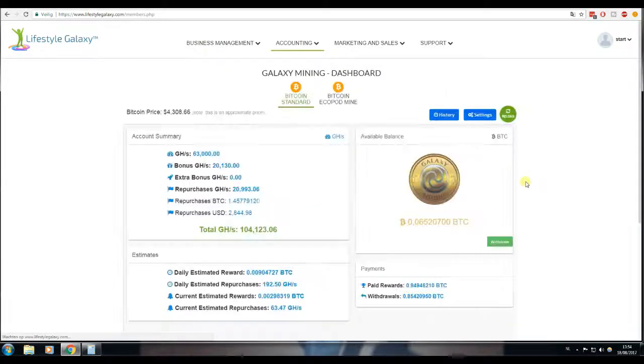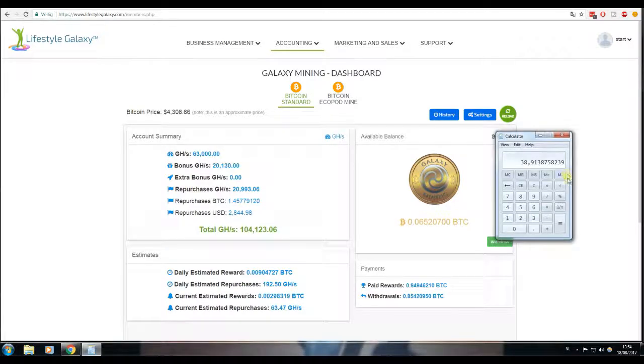The minimum is 35%, because Galaxy Mine wants to teach people that it's important to repurchase. When you start mining, when you have like 104,000 gigahash and it stays this way, then each day, each week, each month, your mining profits will decrease. So when you compound, it will normally increase. That's why it's important. So that's at 60%.